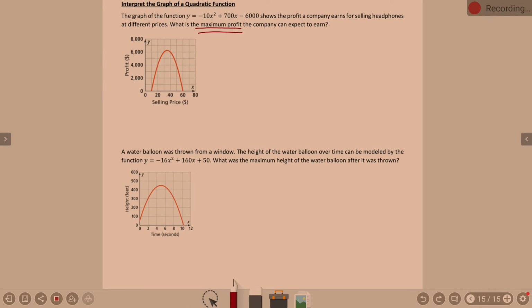Now, there's a picture to help demonstrate. You'll notice there's a parabola graph that represents that function. It shows selling price values along the x-axis, so those are x's, and your profit is along the y-axis, which is your y values. What is the maximum profit the company can expect to earn? So we need to find the vertex. Does that make sense? Because what do we have here? Where is the max profit? Where is this graph the highest?